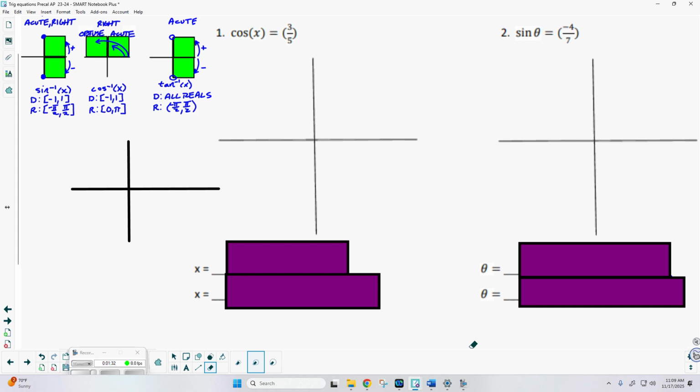That is 3/5. Cosine of x equals 3/5. And then the other one, sine of theta equals a negative 4/7. Maybe that'll help a little bit. Turn off the light.